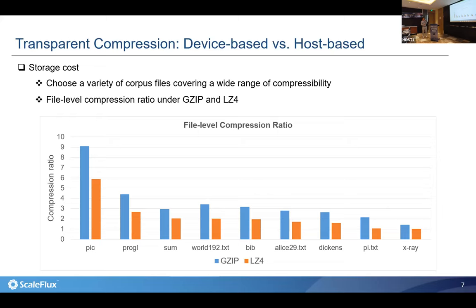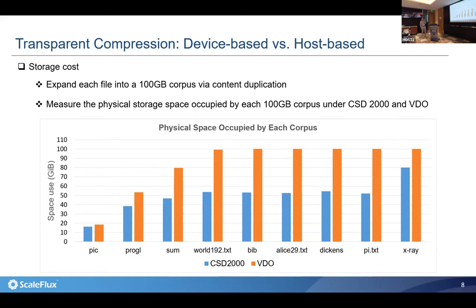And the compression ratios are listed from high to low in this figure. And for GZIP, we can see that the compression ratio is from 9 to a little bit above 1. And for the LZ4, the compression ratio is from about 6:1. So since the file size is very small, we duplicate its content to make each file 100 gigabytes in size. So we put the 100 gigabyte files into the CSD2000 and Linux VDO to see how much physical storage they actually use. So this figure shows the comparison of physical space use.